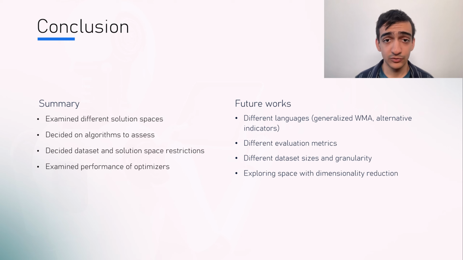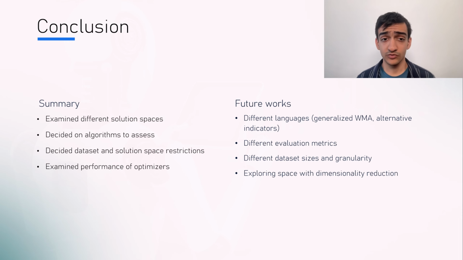So that's it. Over the course of this presentation, we've looked at different solution spaces. We looked at 21-dimensional and saw that that's too expressive, while the 2-dimensional seemed to be not expressive enough. We decided on some algorithms to assess and some restrictions on the dataset based on what we could understand of the function and its computability. We also tested the optimizer's parameters as well as the performance on unseen test data, and found that Grey Wolf Optimizer seems to do the best for our specific case.